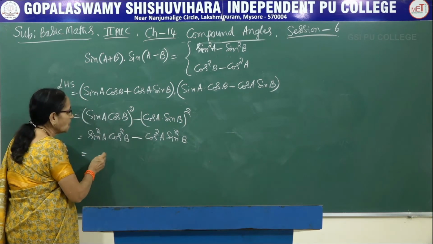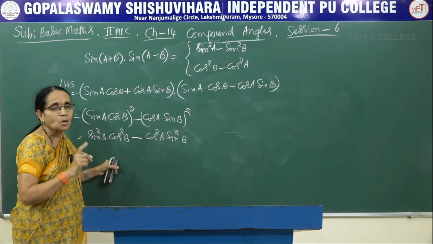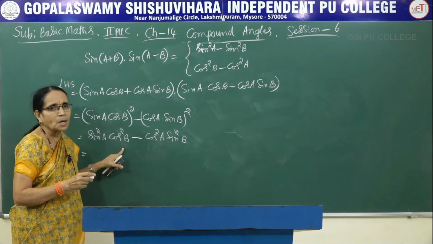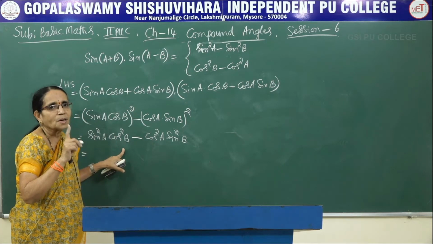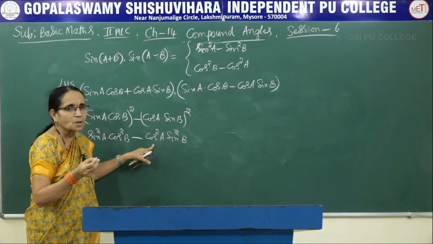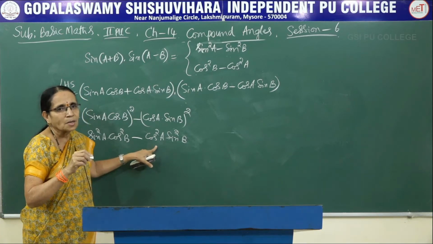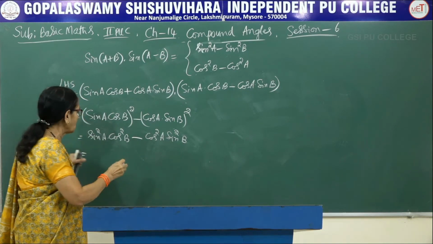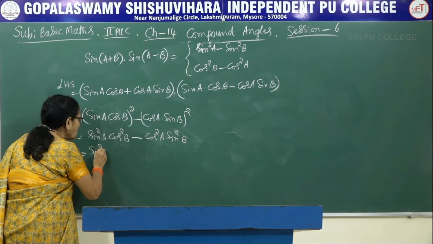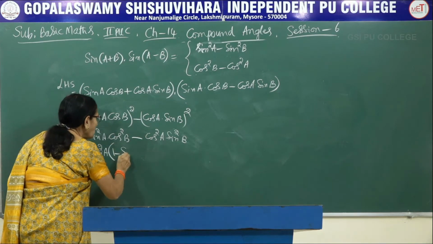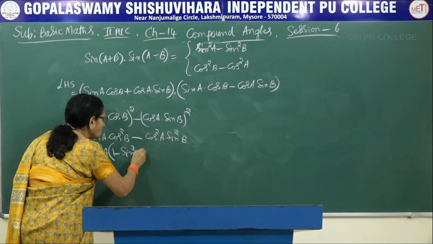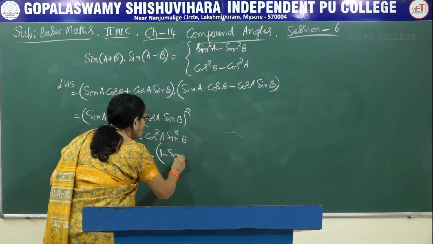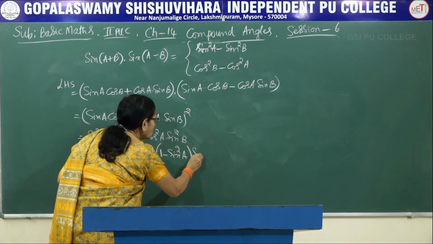So how to eliminate? Using the basic identity. You know that sin square theta plus cos square theta is equal to 1. Therefore, cos square B can be written as 1 minus sin square B. Similarly, cos square A can be written as 1 minus sin square A, so that both the cosine terms get eliminated. So this is sin square A into 1 minus sin square B, minus here, 1 minus sin square A into sin square B.